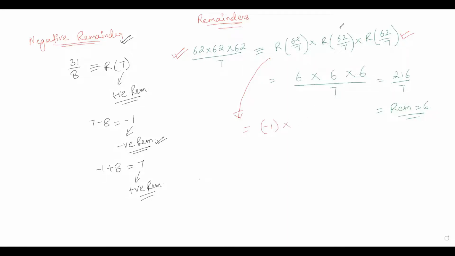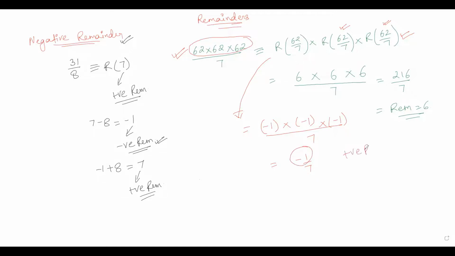Similarly, the remainder of this 62 by 7 would be -1 in terms of negative remainder, and in the denominator there would be 7. So this would be minus 1 times minus 1 times minus 1, so that would be minus 1 by 7. So the negative remainder when this number is divided by 7 is minus 1.